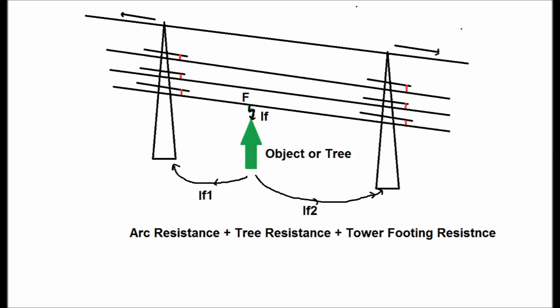If the fault point is located at a distance nearer to the local substation, then IF1 should be greater than IF2, provided the fault MVA for both the substations is the same. So what should we consider for resistance reach here for phase 2 earth fault? Here it is arc resistance plus tree resistance, which is a variable quantity, plus tower footing resistance.